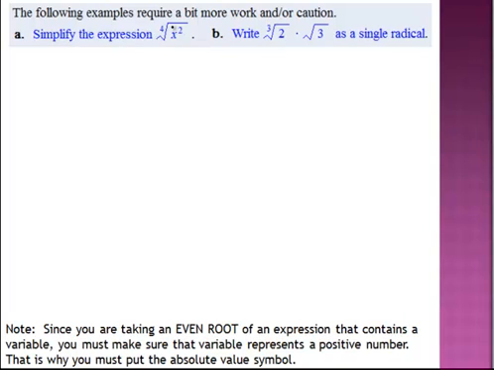Simplify the expression the fourth root of x squared. Now I put a little note at the bottom of the page about this particular problem, but I'll go ahead and explain what I'm talking about. The fourth root of x squared.